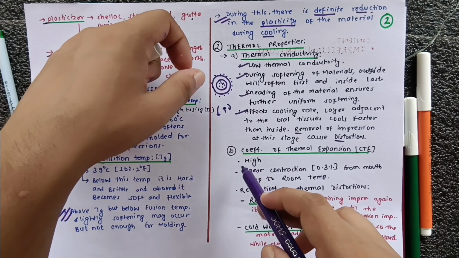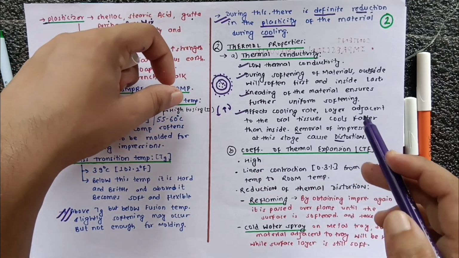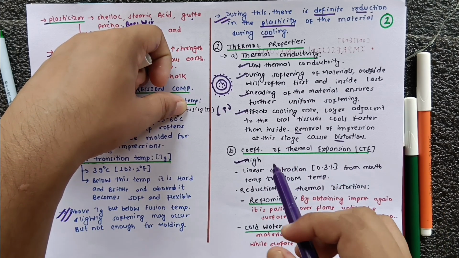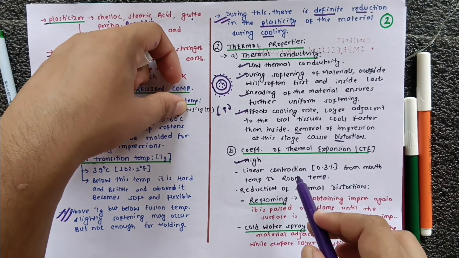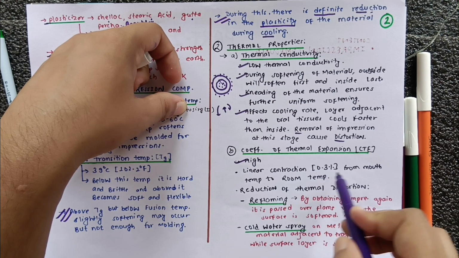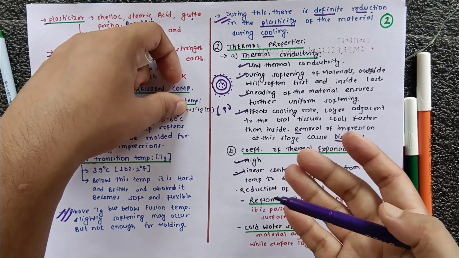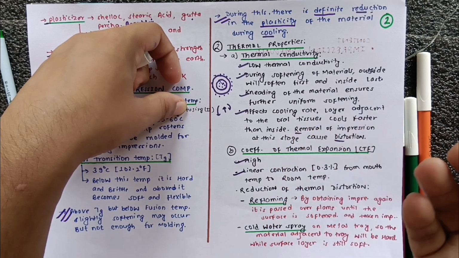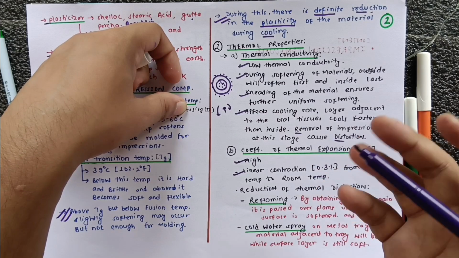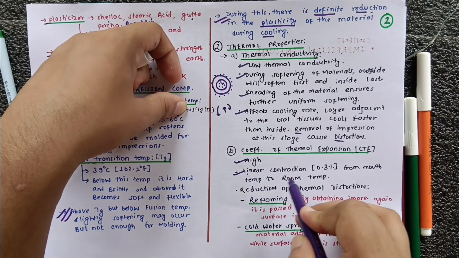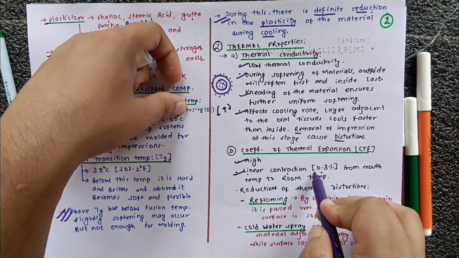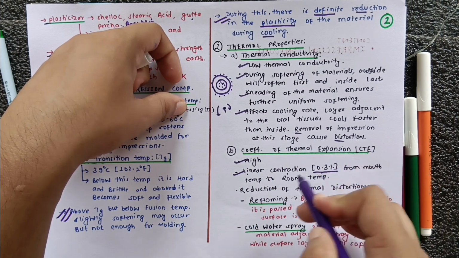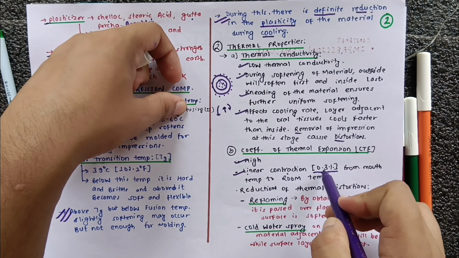In the next point, as I have written here, the coefficient of thermal expansion, or CTE, is high in this impression compound. And after that, linear contraction: 0.3% from the mouth temperature to the room temperature. When you take the impression from the oral cavity and put it in the kidney tray or anywhere, there is a linear contraction of 0.3%, which is very important to remember. So the coefficient of thermal expansion is high, and there is a linear contraction of 0.3%.